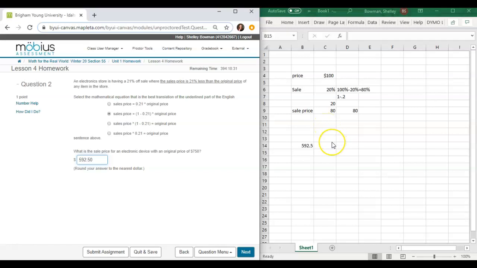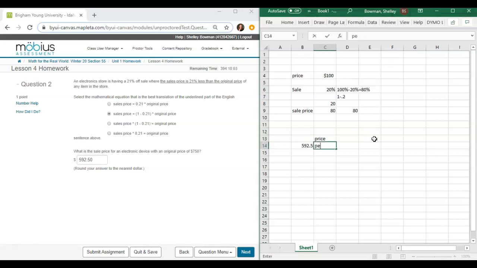$592.50. If I wanted to, just for those of you who might be a little bit more excited about using Excel, instead of typing this all in like that as an equation, I could cell reference some things. In this case, it would be a little longer for just one problem, but if you wanted to set this up and then just type in your numbers for multiple problems, it'll actually speed you up.